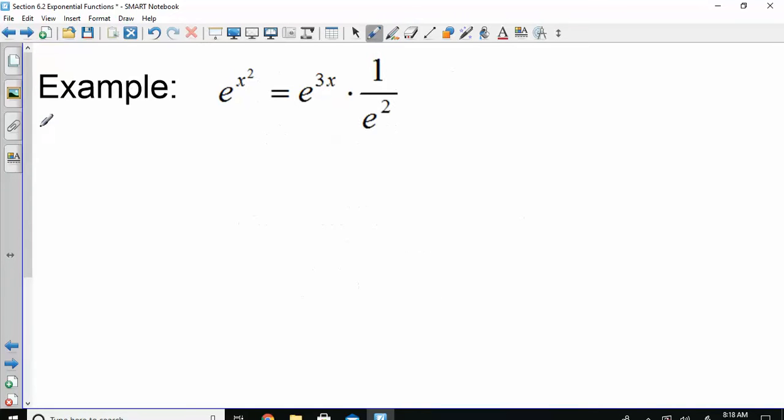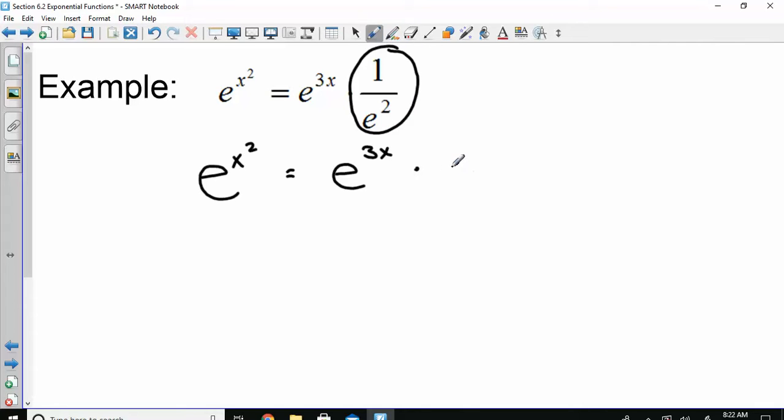I would like for you guys to try this one. Some number, some base. Our goal is to get the same base. So this is e to the x squared equals e to the 3x. There's nothing I'm going to do with that. But 1 over e squared, I could write that as e to the negative 2 power. If you change floors, it makes the exponent negative.